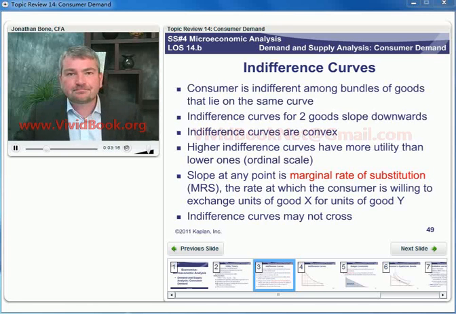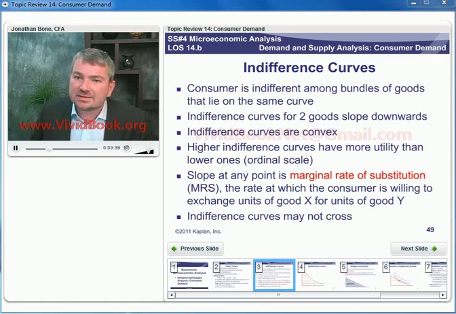but we can say we would prefer a higher to a lower. Now the slope at any point on an indifference curve is the marginal rate of substitution. The marginal rate of substitution is just going to be the rate at which the consumer is willing to swap goods of X for goods of Y. And of course the final point that we're going to make is our indifference curves may not cross. Okay, let's have a look at an indifference curve.